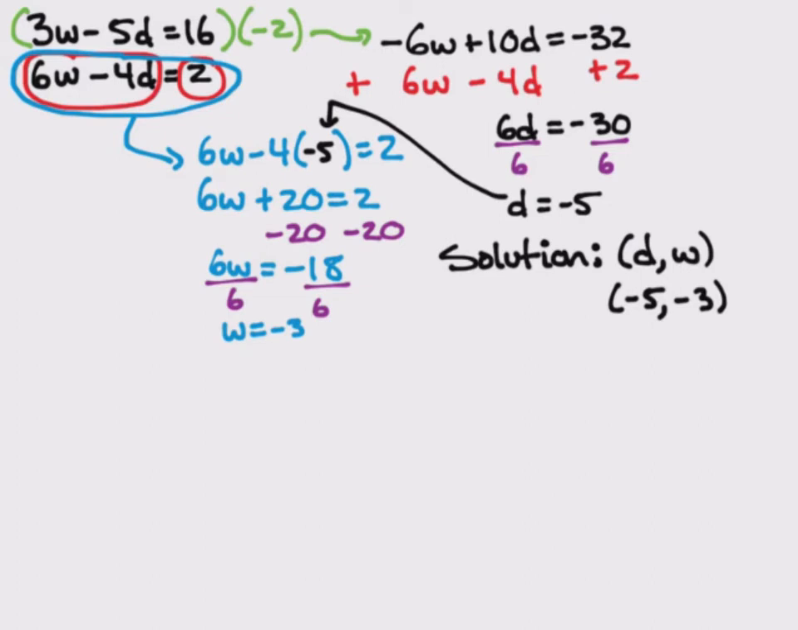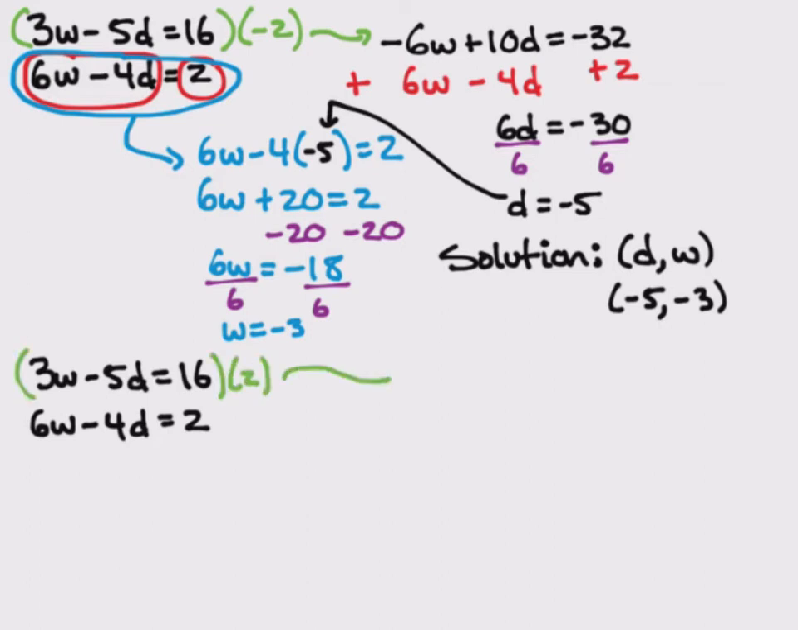And so we find our solution to this system of equations to be the ordered pair negative 5 comma negative 3. Now note, we could have multiplied that top equation by something slightly different. We could have multiplied it by 2. And if we did that, we would have a 6w in one equation and a 6w in the other. So adding the 2 would not yield a 0, but subtracting 6w from 6w would give a 0.